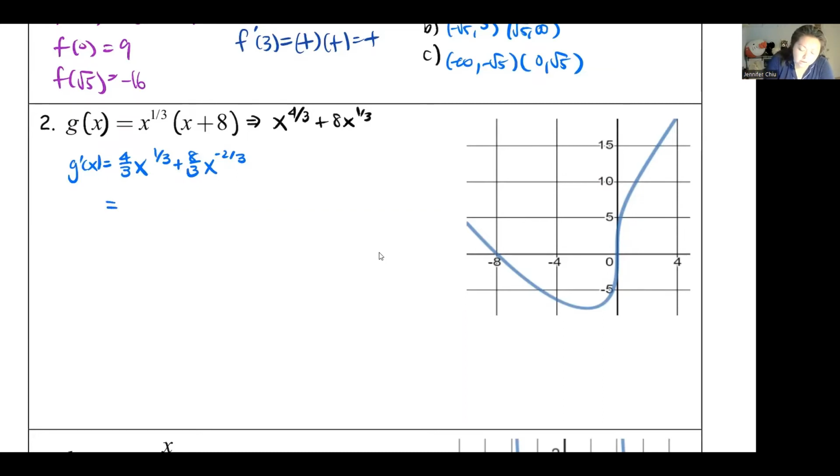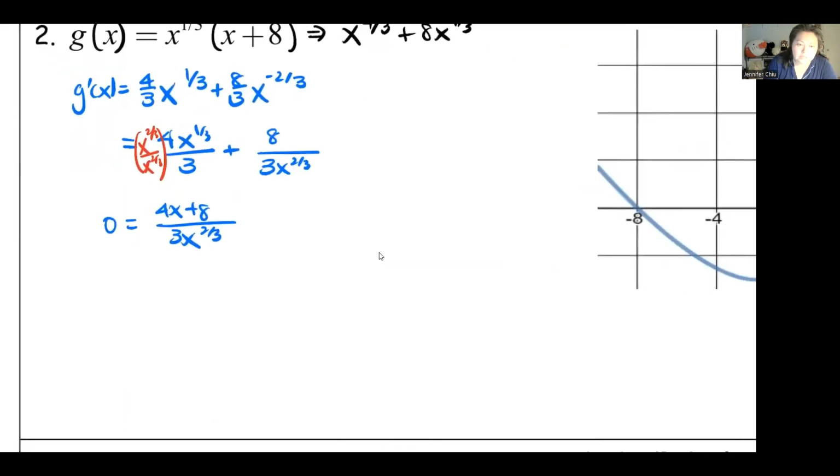So you get 4x to the 1/3 over 3 plus 8 over 3x to the 2/3. Now, notice that you have some common denominators, so you simply need to multiply the other side by what's missing, which is x to the 2/3, like so. Usually when you do this, this will create a really nice whole x on the top. So 4x to the 1/3 times x to the 2/3 is 4x plus 8, all over 3x to the 2/3. And you set it equal to 0.